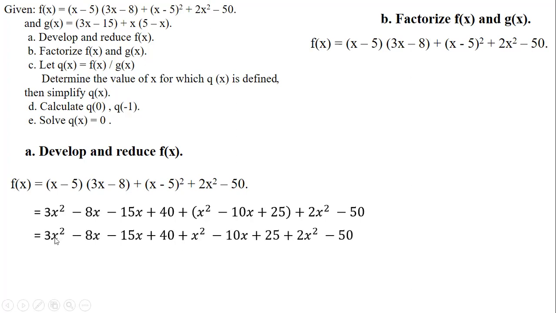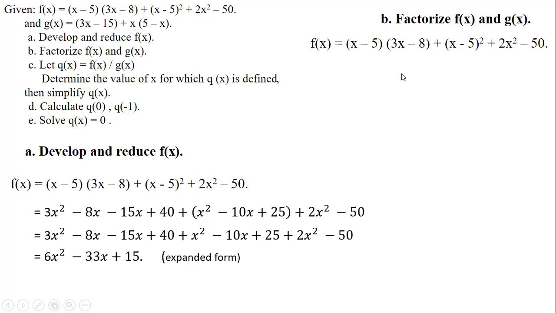Now let's reduce. We have 3x squared plus x squared, which is 4x squared. Plus 2x squared, 6x squared. Minus 8x, minus 15x, minus 23x. Minus 10x, minus 33x, and we have 20. Plus 40, plus 25, minus 50 is a plus 15. So 6x squared minus 33x plus 15 is the expanded form of f of x. This is written in expanded form, and as you can see in our answer, we have no parentheses.